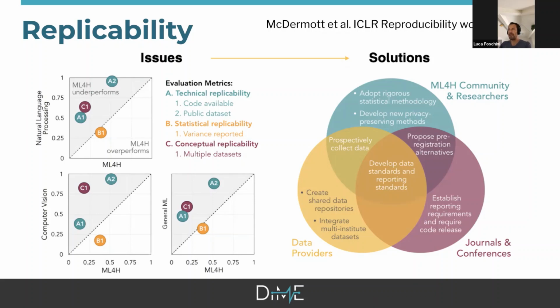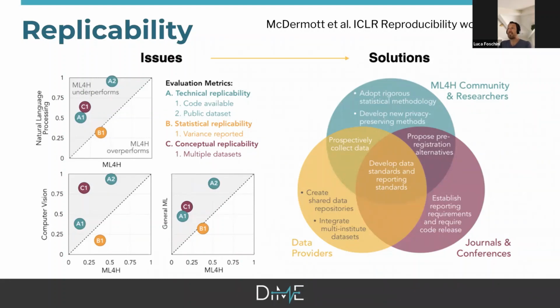So in that paper, we also propose a solution on how things can be made better. And this goes along the idea of keeping every stakeholder in the research in machine learning for health accountable, and this means the researchers themselves. This is on the right-hand side, the blue Venn diagram, and they should adopt more rigorous statistical methodology. And in the paper, we go more in detail what that means.